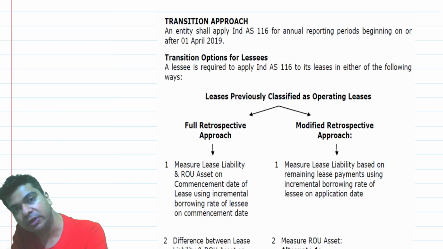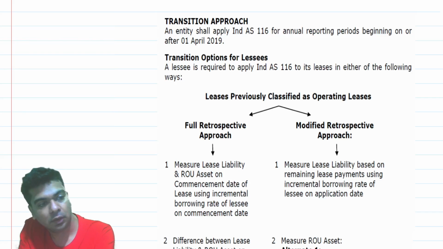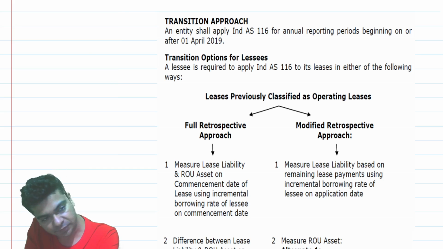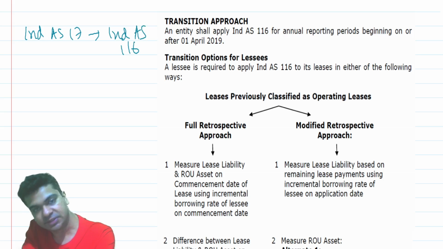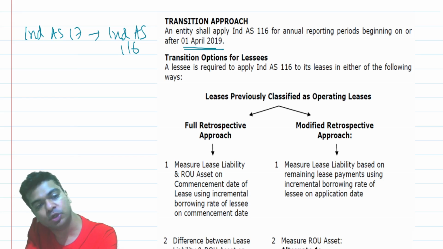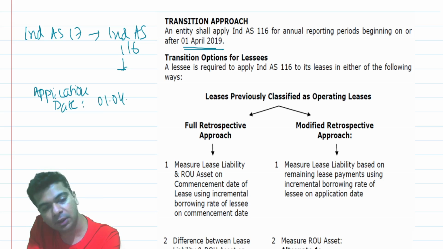See, before Ind AS 116, leases were accounted as per Ind AS 17. So an entity is required to transit from Ind AS 17 to Ind AS 116. And they are saying that you are supposed to apply Ind AS 116 from 1st April 2019. So the application date will turn out to be 1st April 2019.